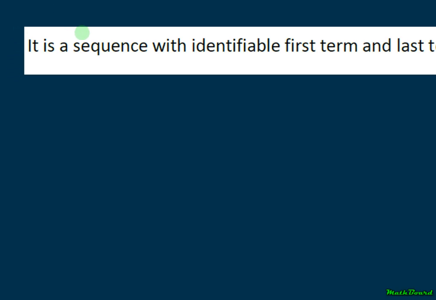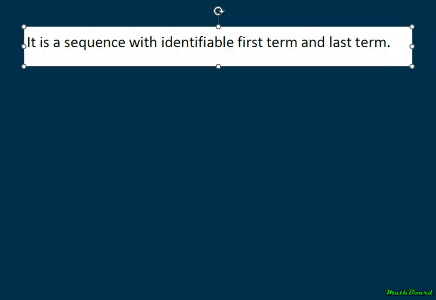Okay, so for this one, this is a sequence with an identifiable first term and last term. If we can identify the last term of the sequence, this is called a finite sequence. So the answer for this is finite.